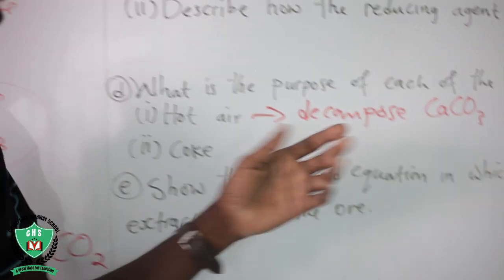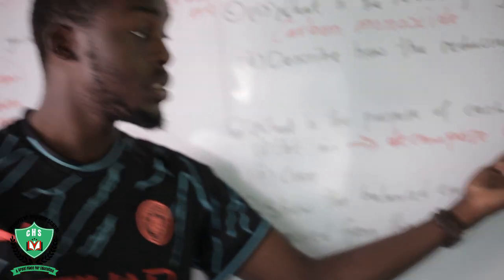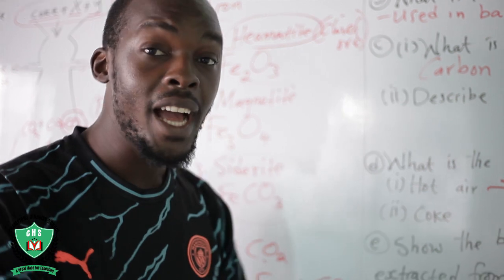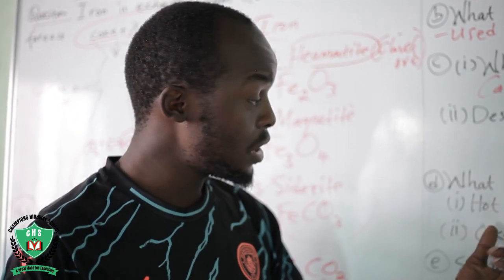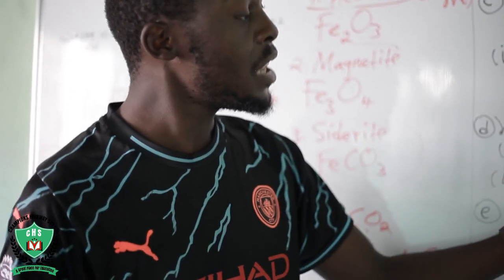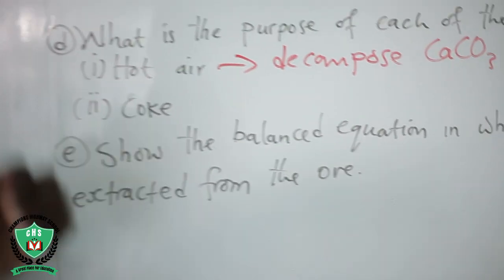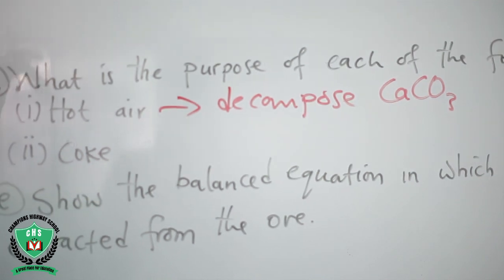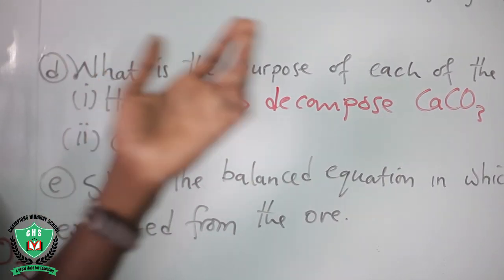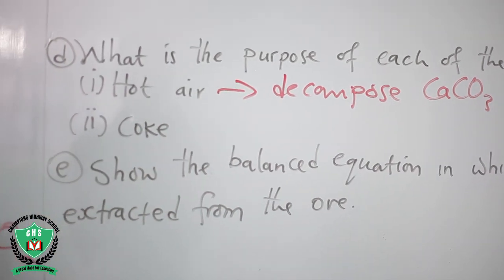So for this one, the purpose of hot air is actually to decompose the calcium carbonate, or to oxidize the coke itself, because in hot air there is actually oxygen. So the purpose of that one can either be to decompose calcium carbonate or to make coke react with oxygen and produce carbon dioxide so that the reducing agent can be produced.